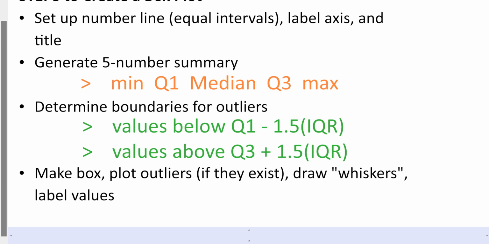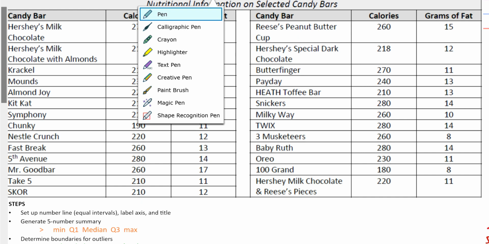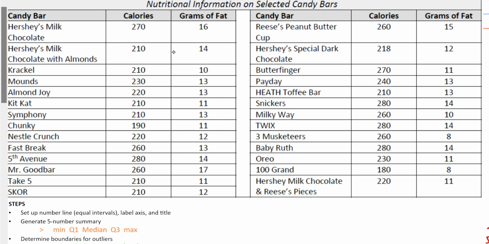So let's go ahead and do that. We did talk the other day about how you can take this data, put it into your calculator in list 1 or whatever list, and then do 1-variable stats to find the 5-number summary. So what we're going to do here is grams of fat. We're going to find the 5-number summary, and we're going to use that to make a box plot.